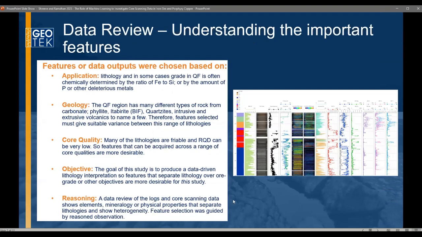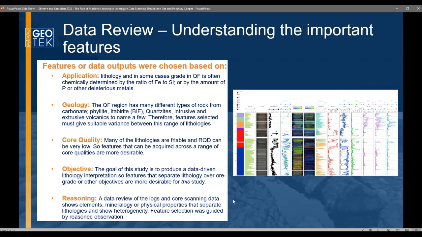The application, what we're trying to do, is predict lithology. And in some cases, we've got to do that from chemical ratios. So we need to understand how Vale geologists do this originally, and that's often from iron and silica and other deleterious metals. We've got to keep in mind that the features we select have to be able to separate quite a varied geology: carbonates, phyllites, banded iron formations, quartzites, intrusive and extrusive volcanics, just to name a few.